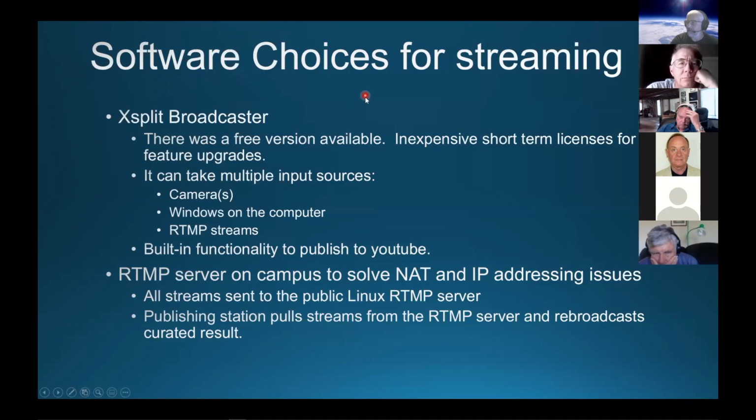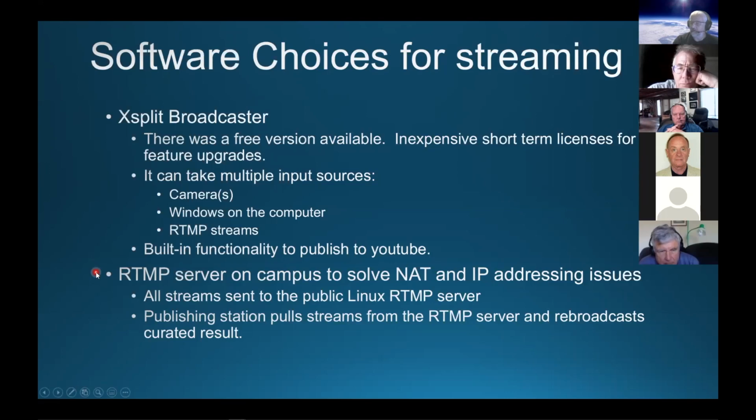So, some software choices we made. We used a software called XSplit Broadcaster. There's a free version available, and you can buy inexpensive short-term licenses. You can buy it by the month or for 3 months, which is kind of nice for our application. So we chose to use that. It can take multiple input sources like cameras, windows on your computer, and RTMP streams, and then publish them out to YouTube. Our producer was running XSplit Broadcaster on his computer, and in fact, we ran XSplit Broadcaster in our remote receive stations as well.